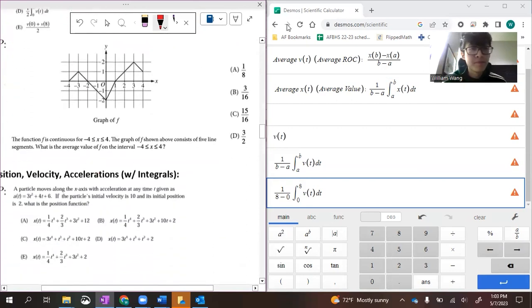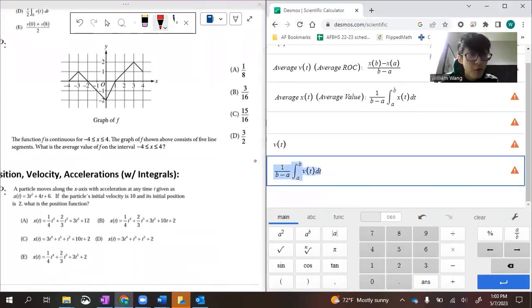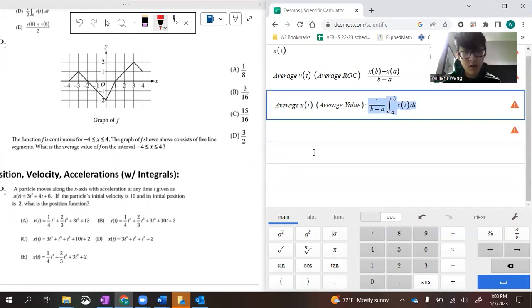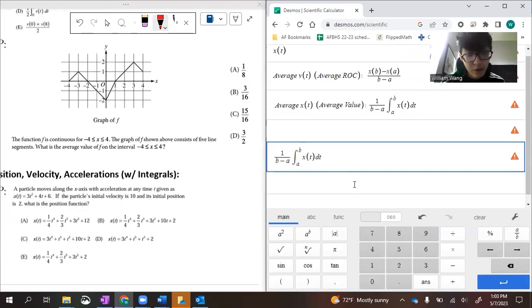All right, next question. For the continuous function from -4 to 4, the graph of f shown above consists of 5 line segments. What is the average value on the interval from -4 to 4? All right, so I'm going to take my equation. I go from -4 to 4, so b is -4, a is 4. Oh, sorry, opposite way around. B is 4, a is -4.